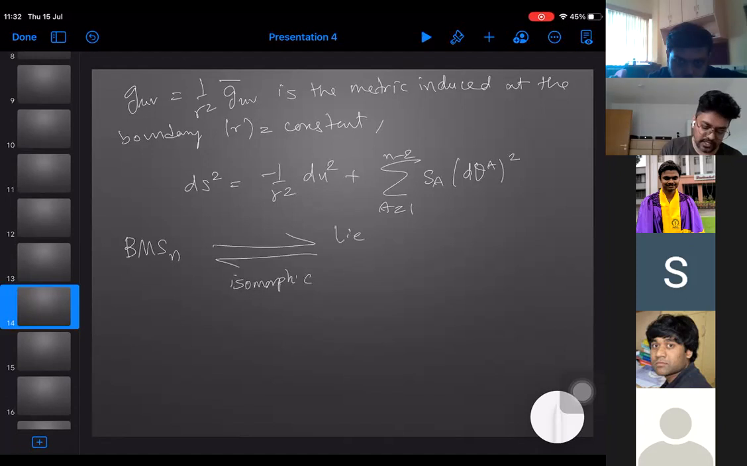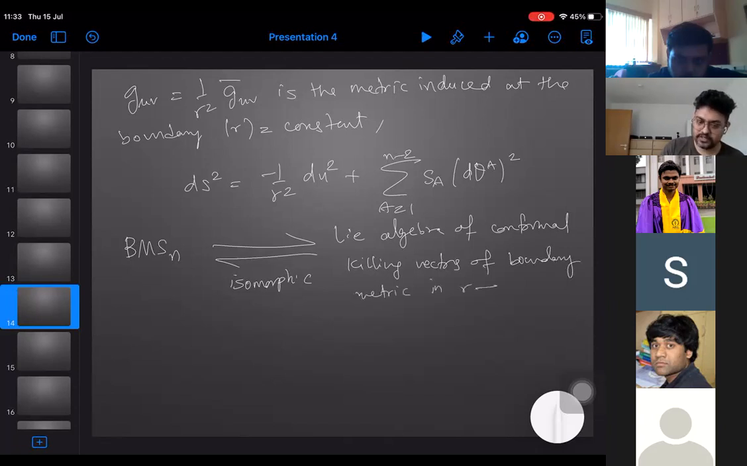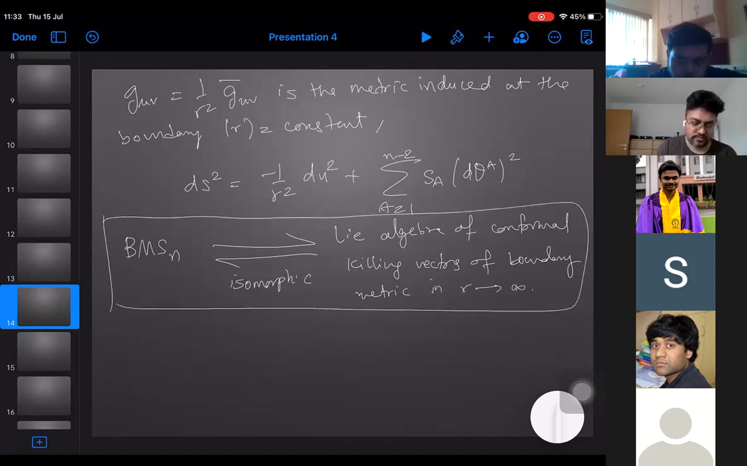One can verify that the BMS_n from here is isomorphic to the Lie algebra of conformal Killing vectors of the boundary metric in R tends to infinity. We will see in more detail for BMS3 and all. It's just a statement which I'm giving here.